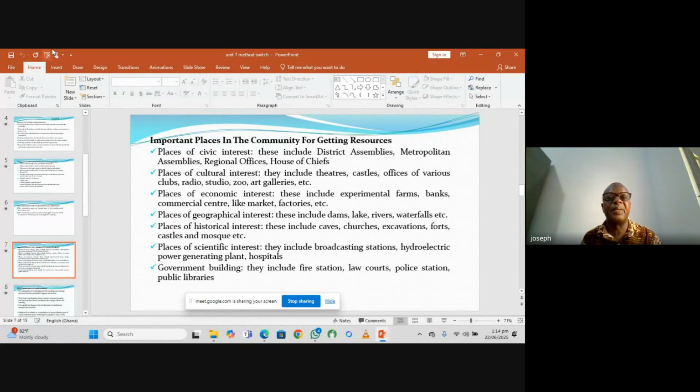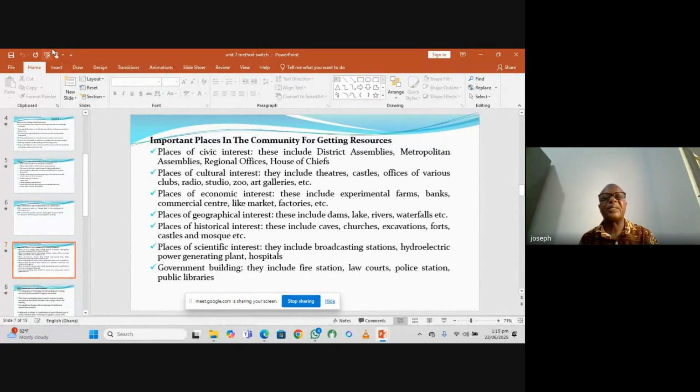They put these community resources under various places of interest. So, place of civic interest. When I talk of places of civic interest, they are part of the community resource. So we are talking about the district assemblies, the metropolitan assemblies, regional offices, the House of Chiefs, Electoral Commission, and all those offices. They are part of places of civic interest. So if you are teaching and the learners have to go on a field trip to that place, you know exactly where you are sending them. If you are bringing a resource person from this place of civic interest, you know exactly where you are bringing that resource person from.